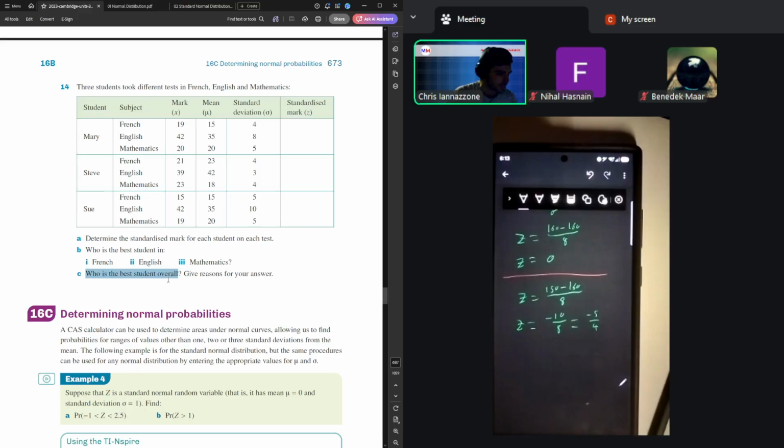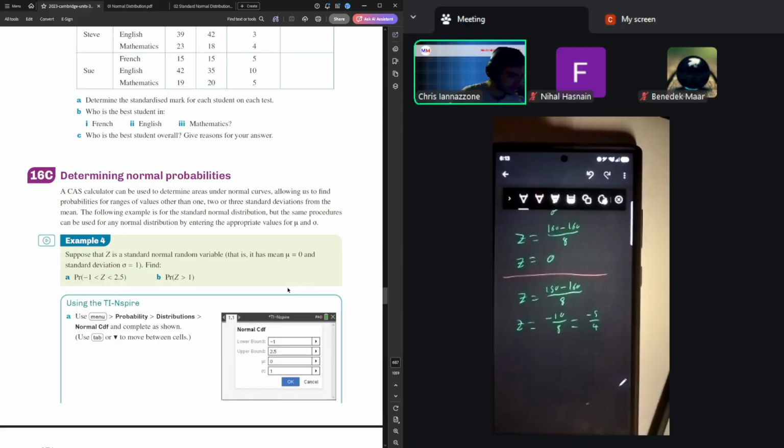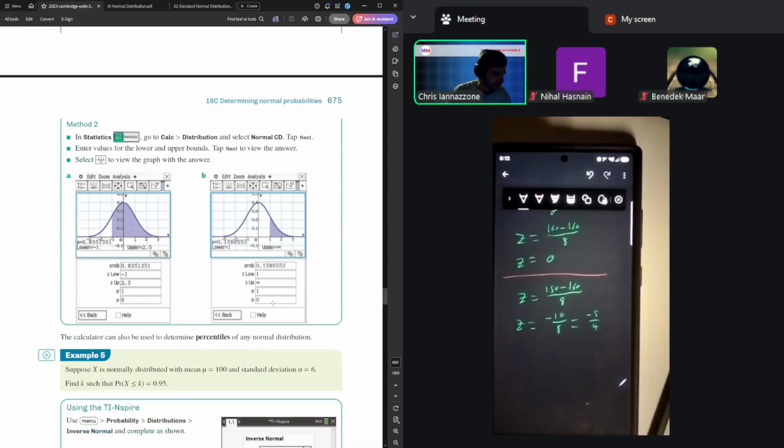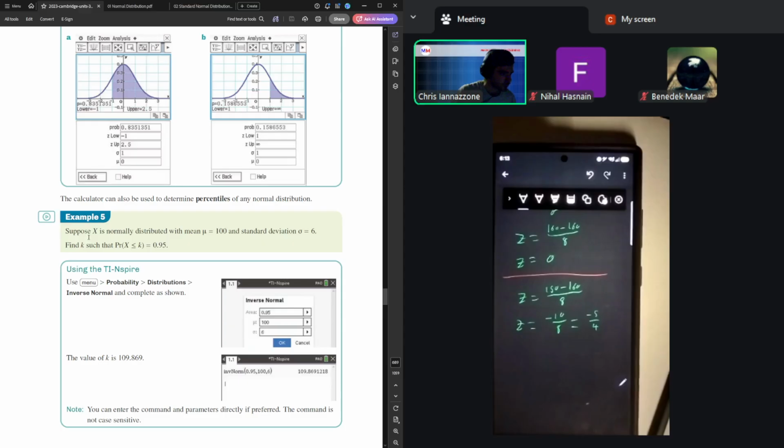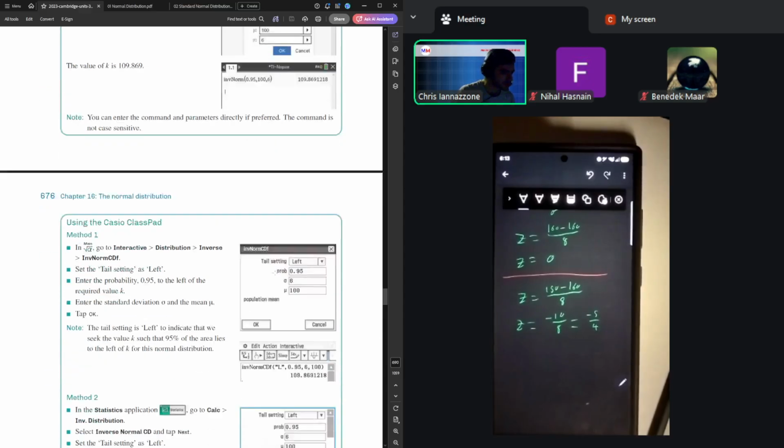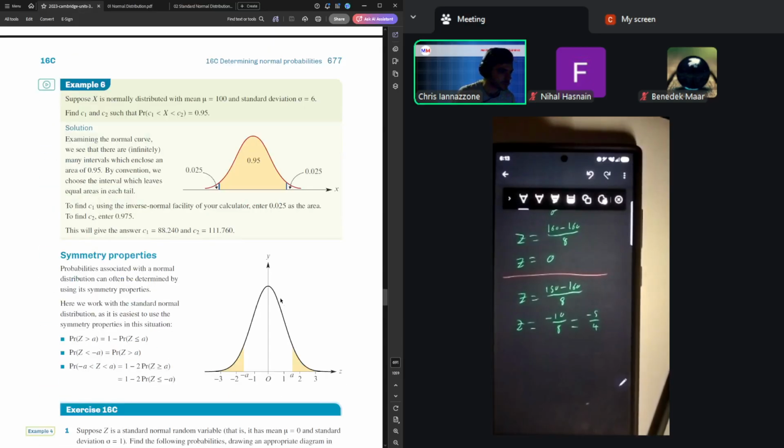And that allows you to determine who's the best student overall, just based on who has the higher standardized mark, or I guess the higher average standardized mark in this case, because you're going to get 3 of them. Anyway. Okay, here's where we do this inverse normal stuff. Cool.